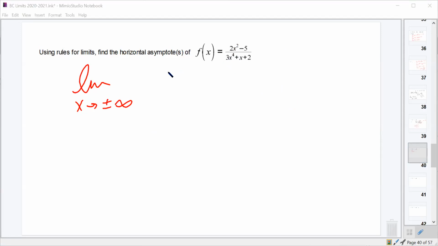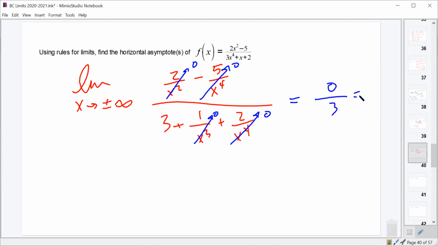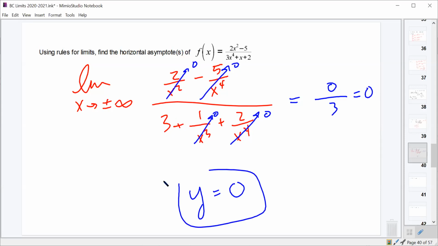So 2x squared over x to the fourth is just going to be 2 over x squared and minus 5 over x to the fourth. Down here, it's going to be 3 plus 1 over x cubed plus 2 over x to the fourth. And so as we go towards either positive or negative infinity, any of the ones with x's in the denominators are going towards 0. And this ends up giving us 0 over 3 or just 0. So we have y equals 0, the horizontal asymptote, in both directions.